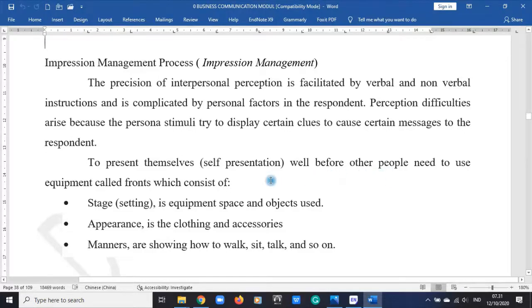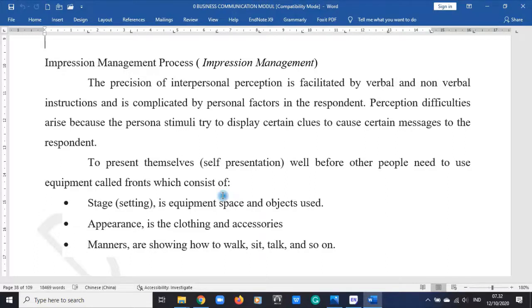We call it front, or equipment, that consists of stage or setting. When you need to do a presentation, then you need to put the right equipment around you. You need a laptop, you need a notebook, and then you need a projector, the LCD screen, and then you need a pointer perhaps, and you need cue cards. Everything that you need related to objects or equipment you put on your presentation.